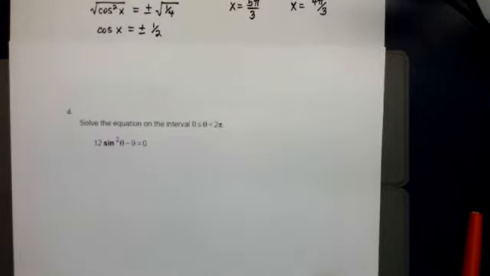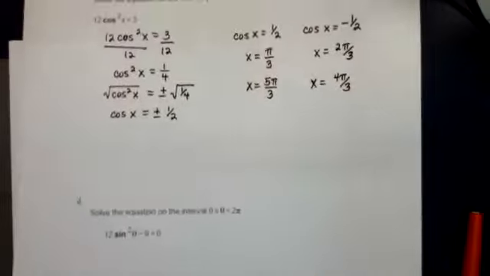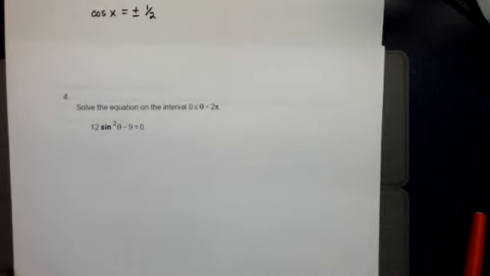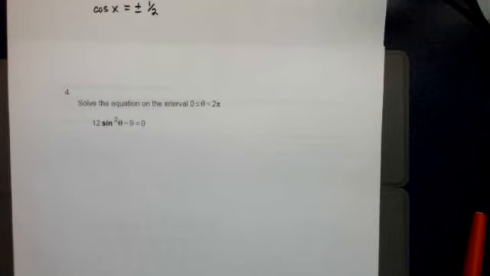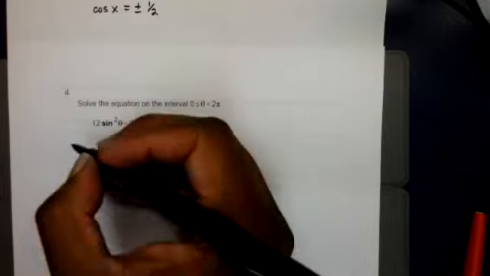All right, and part D. Solve the equation on the interval 0 less than or equal to theta less than 2 pi. So theta has to be something between 0 and 2 pi. So in this case here, we got 12 sine square of theta minus 9 is equal to 0.